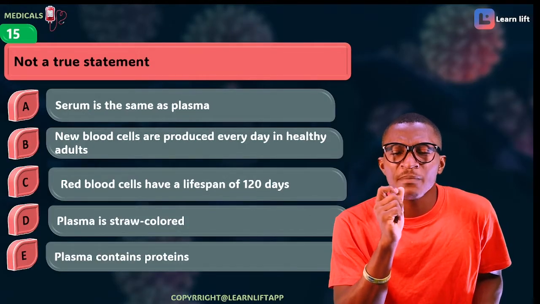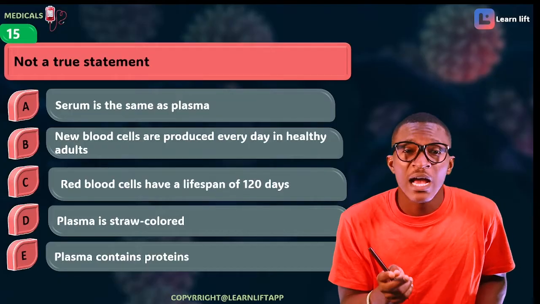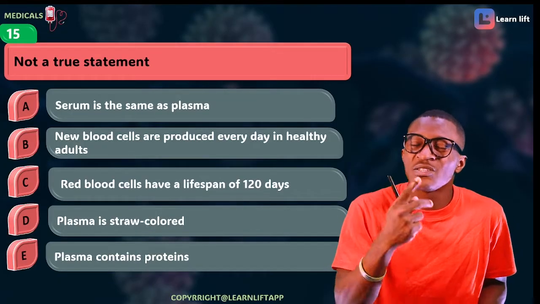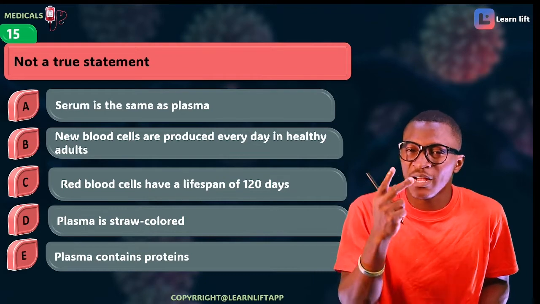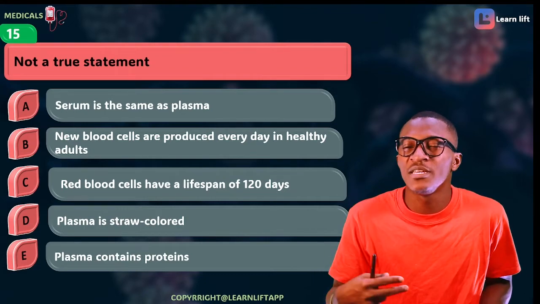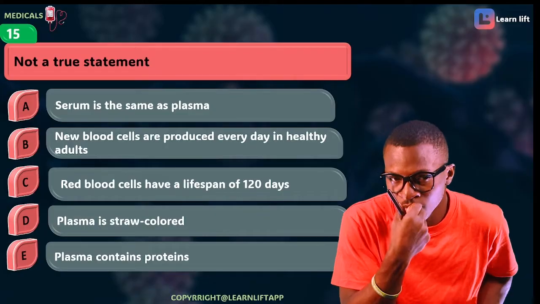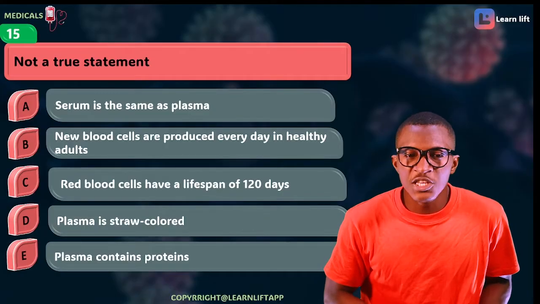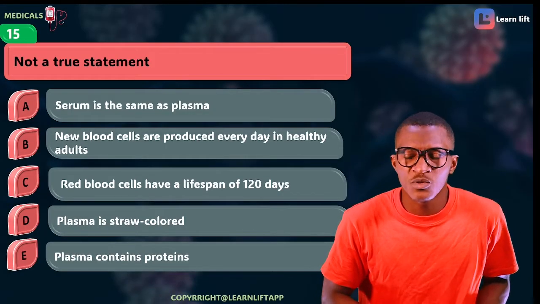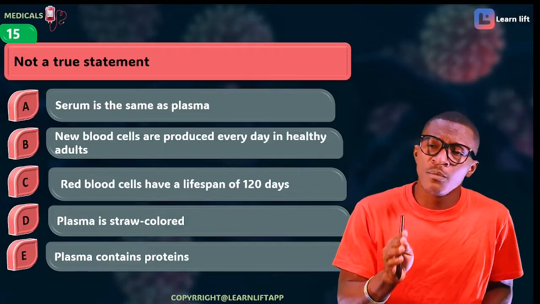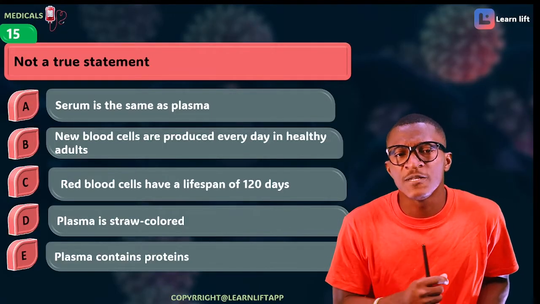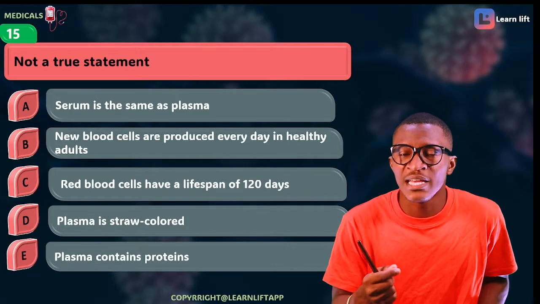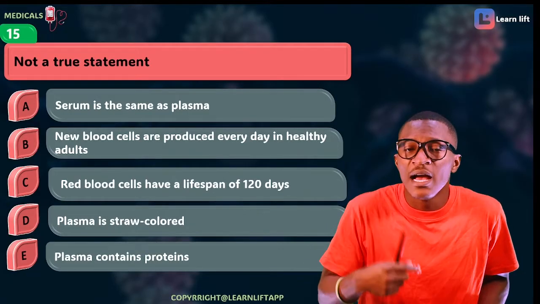He said that plasma contains proteins. Yes, because plasma has solid, liquid, and gas. Under the solid, we have organic and inorganic. Under organic, we have carbohydrate, proteins, lipid, hormones, and enzymes. So D is correct. E is correct. Red blood cells have a lifespan of 120 years? Yes, when we get to red blood cells, you're going to see that. But take note that red blood cells have a lifespan of 120 days. New blood cells are formed in a healthy adult. Yes, every day blood cells are formed.